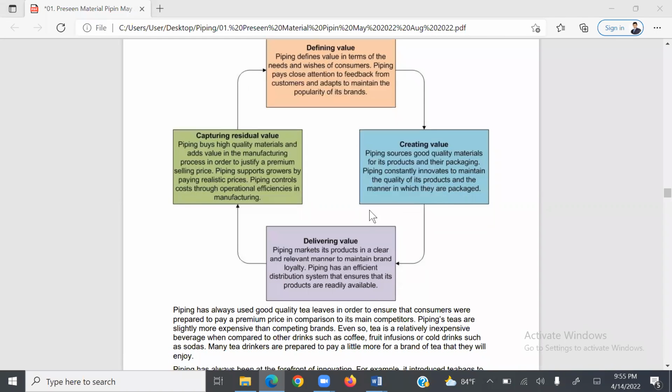So the next one is delivering value. Piping markets its product in a clear and relevant manner to maintain brand loyalty. Piping has an efficient distribution system that ensures that products are readily available. So get the understanding, they have an efficient distribution system. The products are readily available. Now, delivering value, Malik, do you think we will face any issues at the moment when we are doing delivering value?